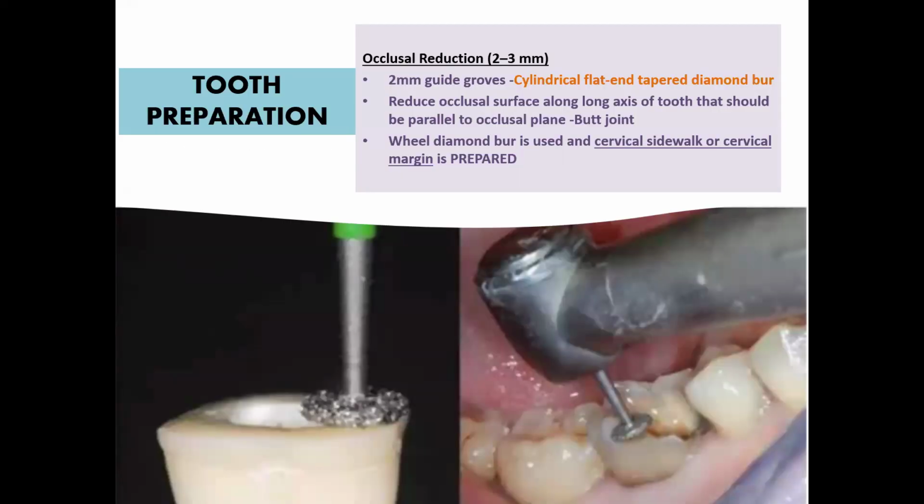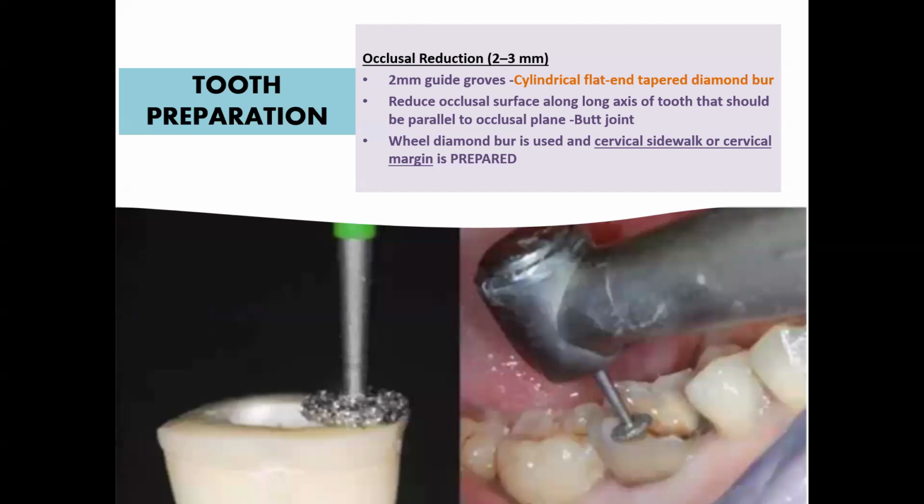So the first one is the tooth reduction, that is normal occlusal reduction of 2 to 3 mm, which is required when you are thinking about doing an endocrown. These 2 mm guide grooves are given by using a cylindrical flattened or tapered diamond bur. Reduce the occlusal surface along the long axis of the tooth, that should be parallel to the occlusal plane.